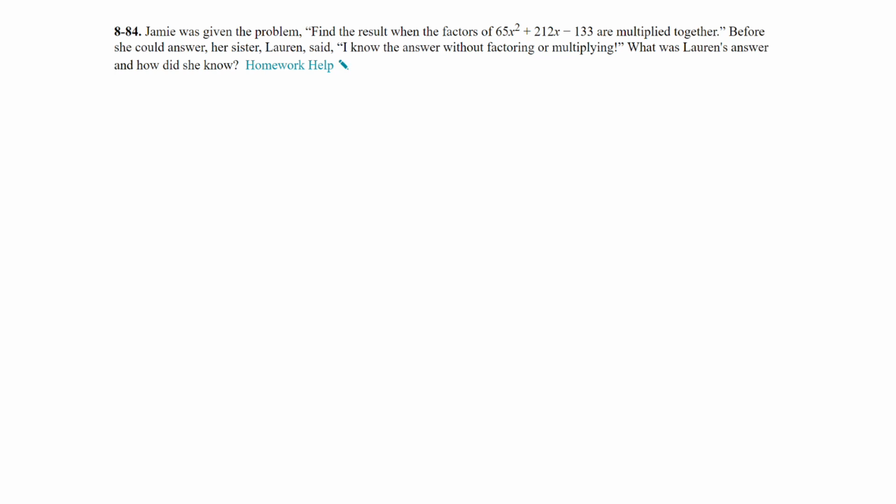So looking at that again, find the result when the factors of 65x squared plus 212x minus 133 are multiplied together. So this is just working backwards. Once we find the factors, if we multiply the factors back together, then the result should be the original quadratic. So that's why Lauren knew the answer so quickly, is because once you find the factors and multiply them back together, they should be equivalent. So the answer to this question is simply 65x squared plus 212x minus 133.